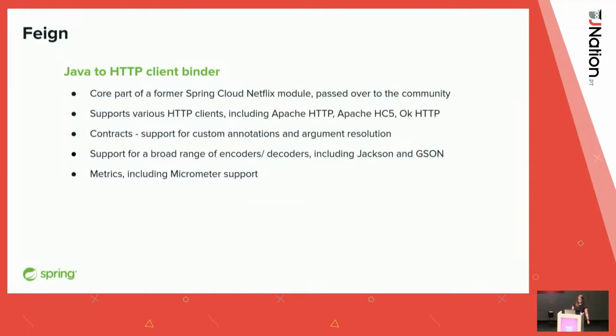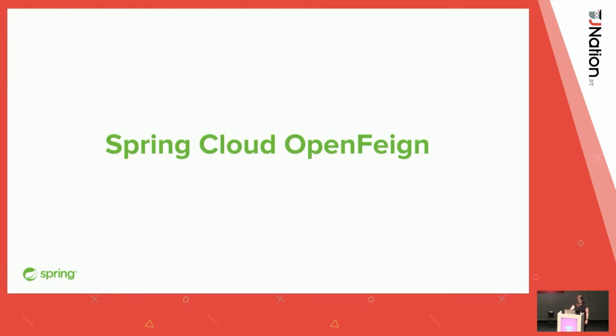And Feign supports various HTTP clients under the hood, including Apache HTTP, Apache HC5, OK HTTP. It has this good concept of contracts, which allows to support custom annotations and resolve arguments in a custom way, which is what Spring Cloud OpenFeign is doing, and what we will see in a second. And it also has a broad range of encoders and decoders, including Jackson and JSON. Also, it provides support for Micrometer and metrics.